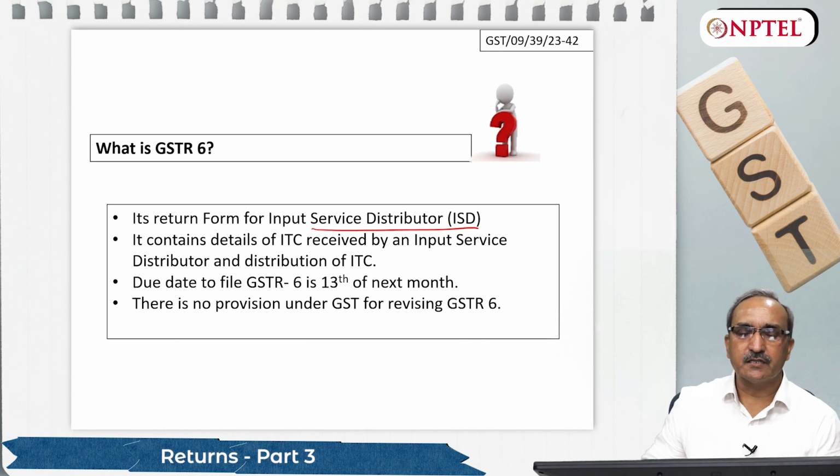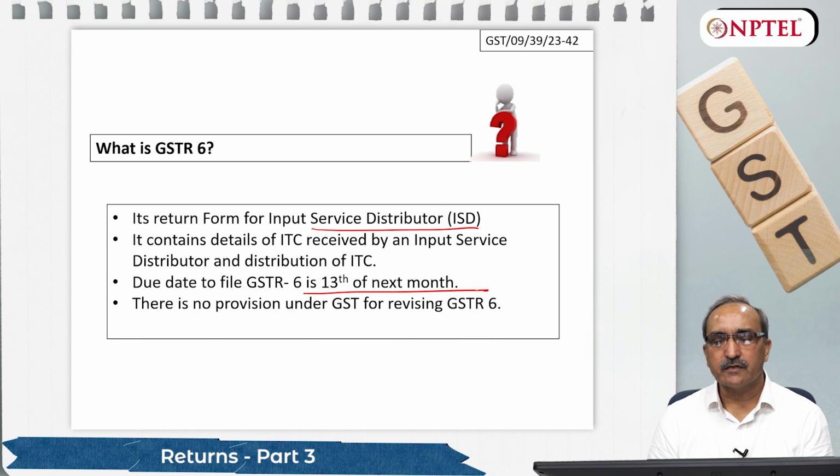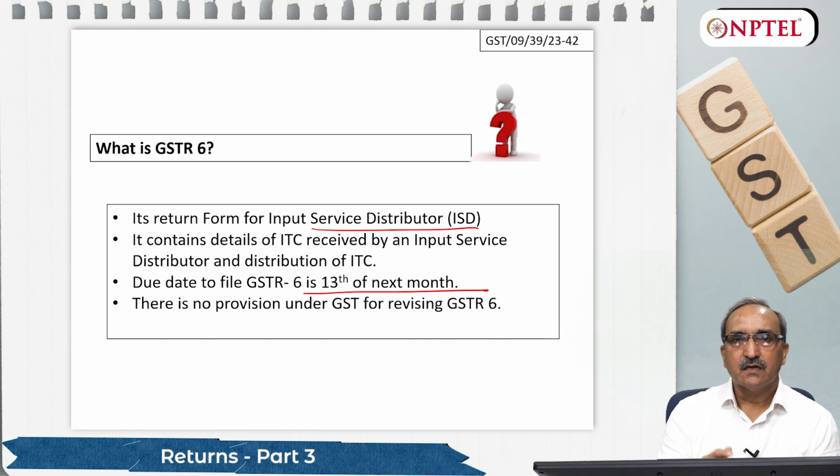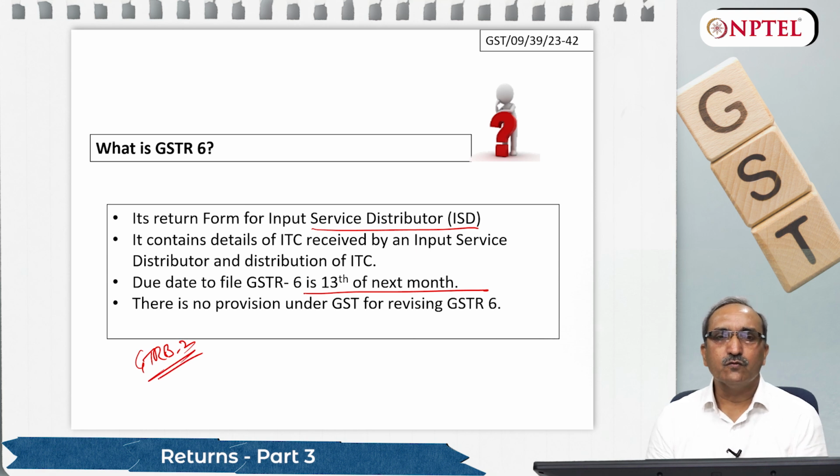And they have to file their monthly return by 13th of next month. Based upon their return, whatever invoices they raise to their units, it will appear for their units in their 2A or 2B for credit purposes, for ITC purposes. If they do not upload the invoices on the GST portal, their units will not get ITC. So they have to make sure that they file returns on a regular basis.